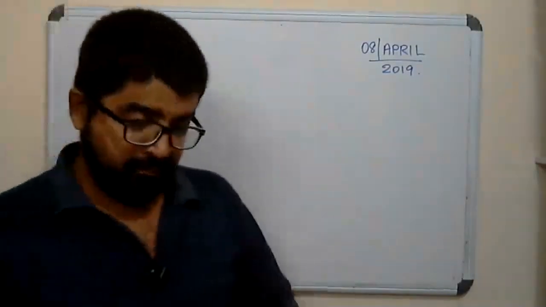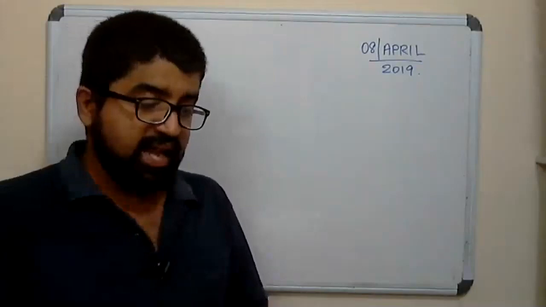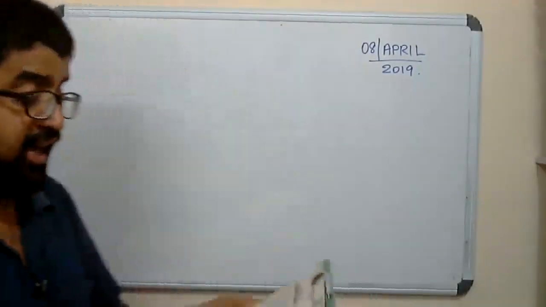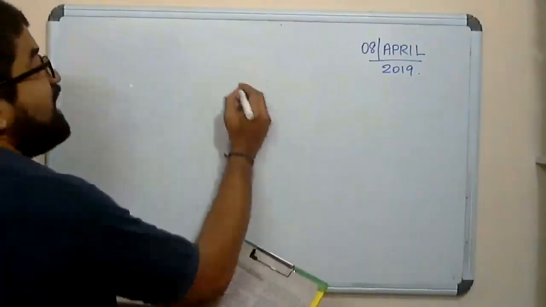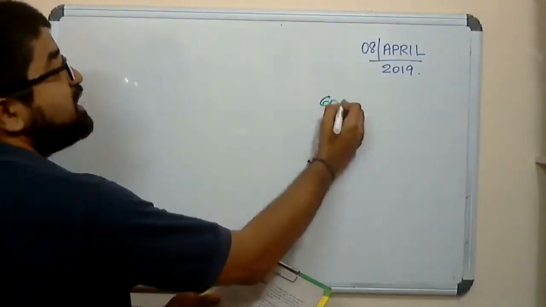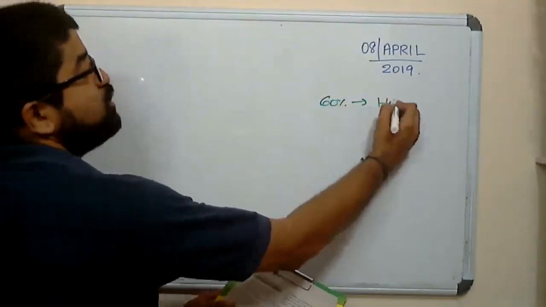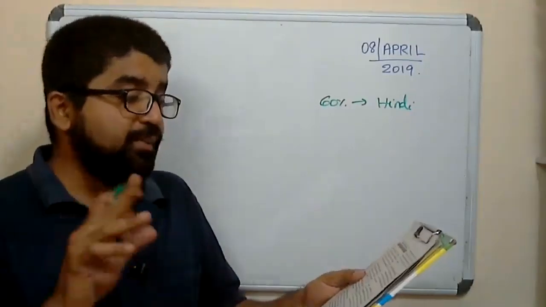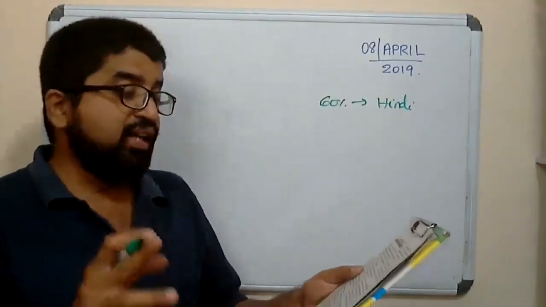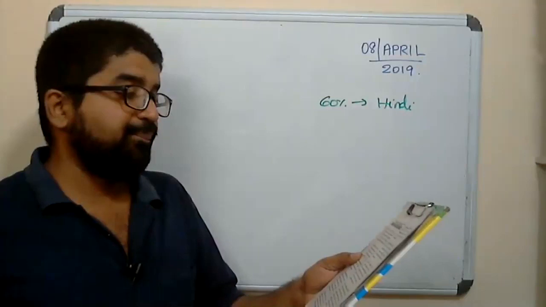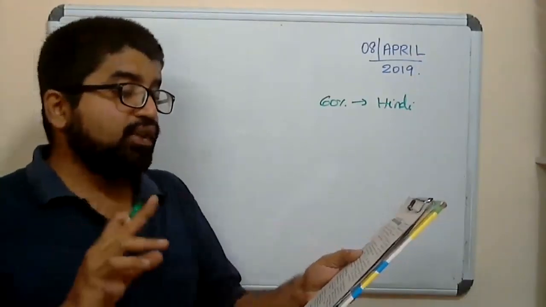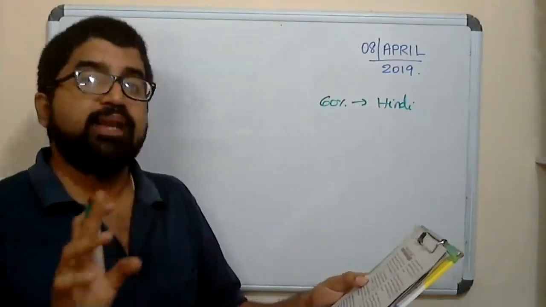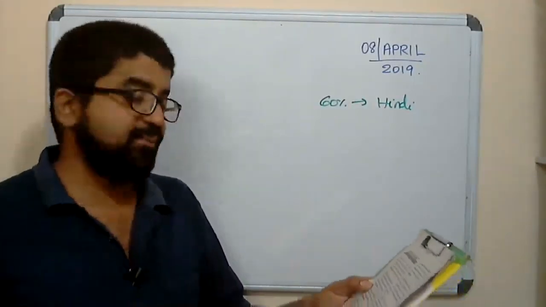In the second question, it's given that in a library, 60% of the books are in Hindi. Then it is given that 60% of the remaining books are in English and the rest of the books are in Malayalam. There are 4,800 books in English. Then what is the total number of books in Malayalam? That is the question being asked.